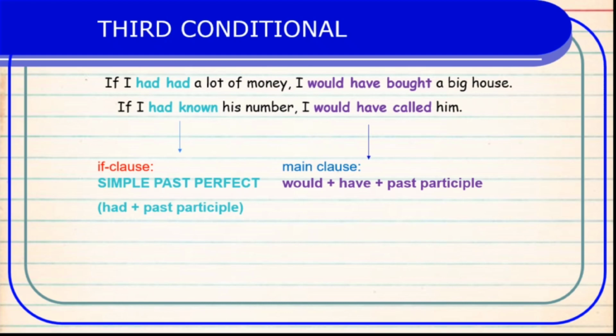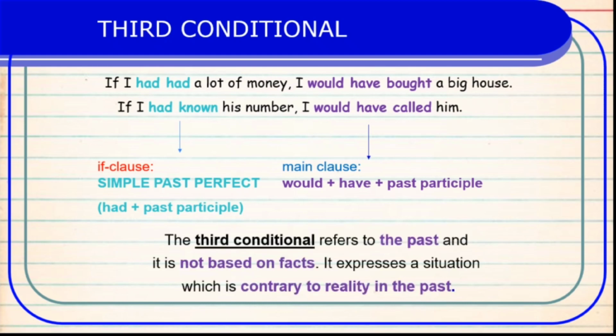Now, on the other side, in the main clause, we use would have plus the verb again in past participle form. So we have would have bought and not would have buy or would have buys. We also have would have called and not would have call or would have calls. So take note that third conditional refers to the past and it is not based on facts. It expresses a situation which is contrary to reality in the past.